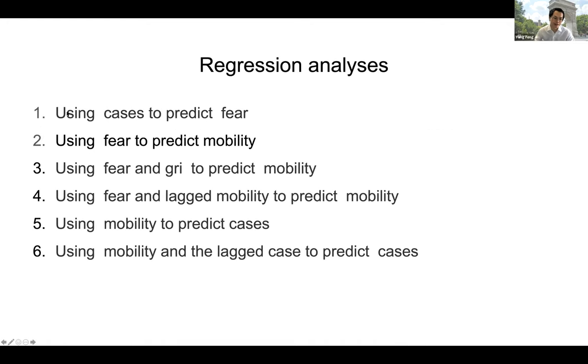So let's say, for the first example, you want to predict the fear for tomorrow. The measure of fear for tomorrow, what we'll be using in our prediction model, is the cases for the past 7 days, basically today's cases and yesterday's cases, up to a week before today's cases. That is true for all the regression problems we are trying to solve. For example, for the third one, we're using fear and the government response index to predict mobility. That is, we're going to use 14 variables, for fear and the government response index over the 7-day lags. So there are 14 potential predictors constructed for the third regression.